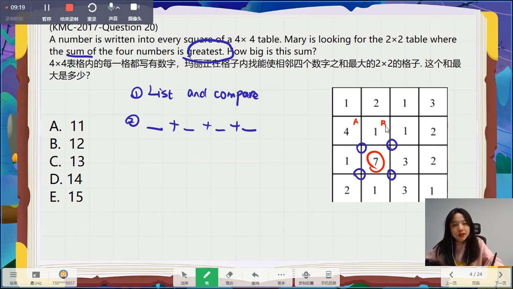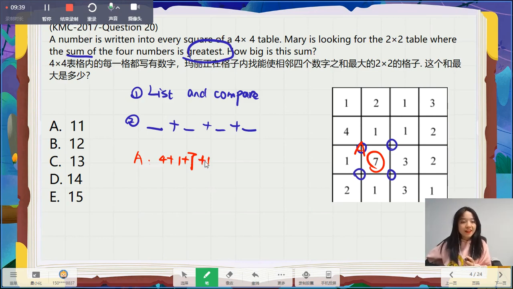A, B, C, D. Now let's check it. For the first way, for this point, let's name it as A. The 4 numbers, they are 4 plus 1 plus 7 plus 1. If you don't want to miss any number or copy some number wrongly, you just need to follow the clockwise direction to copy all 4 numbers. And that equals 14.